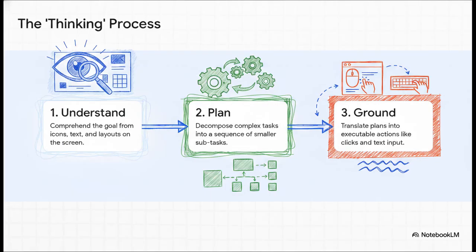So what's going on inside its head when it thinks? Well, this breaks it down perfectly. First, it's got to understand what it's even looking at. Is that a search bar, a calendar, a buy now button? Then it has to plan. If you say book a flight, it has to figure out the steps. Open the browser, go to the airline's website, enter the details, pick a seat. And finally, and this is the really cool part, it has to ground that plan in reality, turning the abstract idea of select a seat into an actual mouse click on the right little icon on the screen.